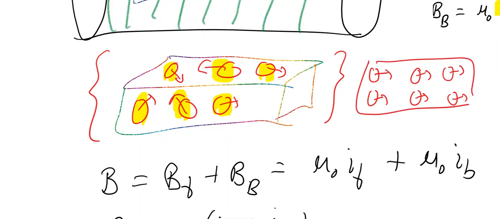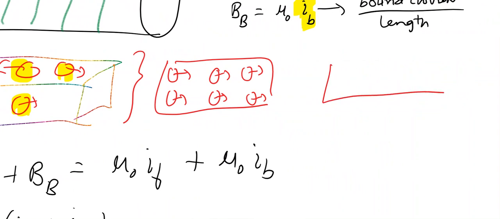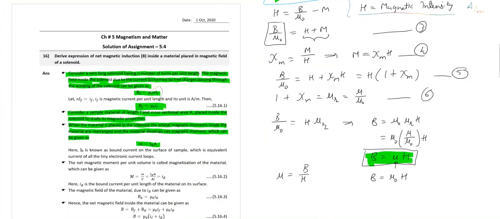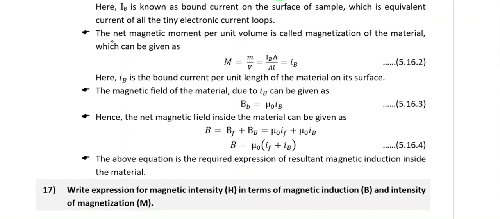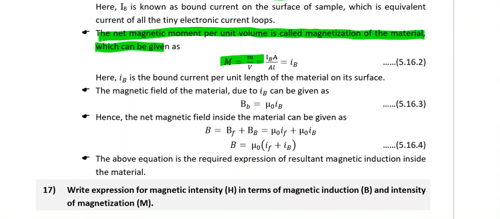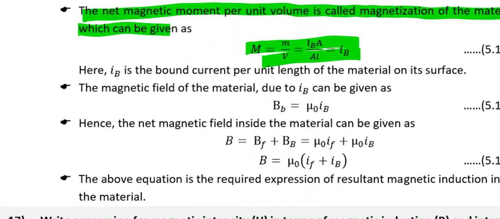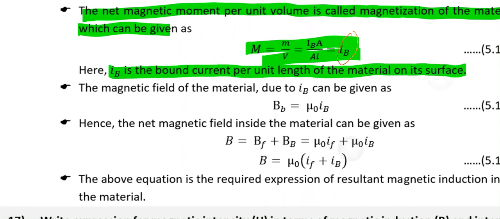So instead of dealing with tiny loops, I would say that there is only one current loop, equivalent to all these tiny current loops, and that current is I_B. It is an imaginary concept, so be careful about that. I_F is real, I_B is not real. The net magnetic moment per unit volume is called magnetization, and it is given as I_B A upon A L. Then A gets cancelled out. We are left with small i_B, the bound current per unit length on the surface of the material.